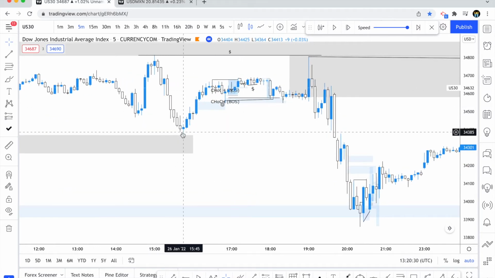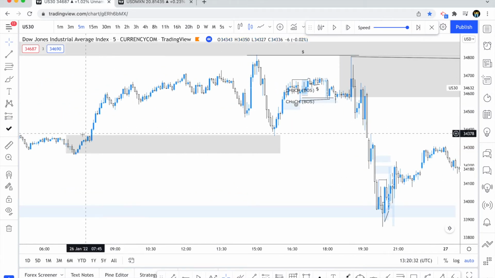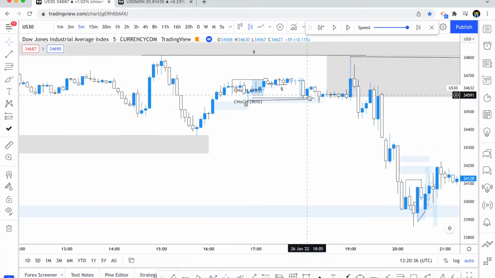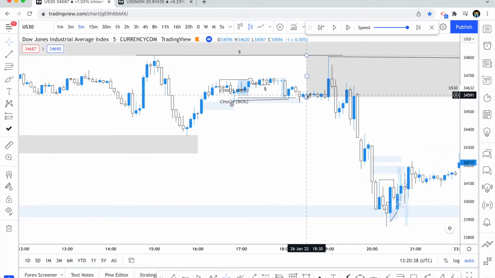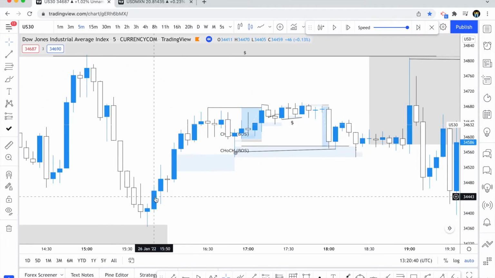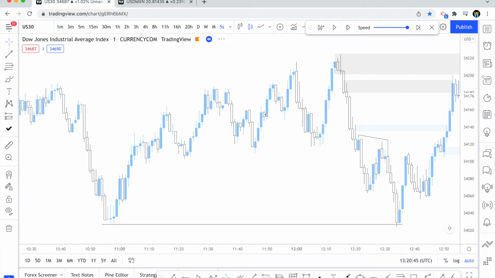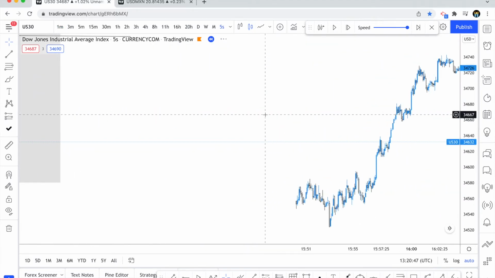Once price touched this demand area, we quickly scaled down to the lower time frame. Let me just go back on the lower time frame here and maybe go on 5 seconds so we can show you guys a little better.